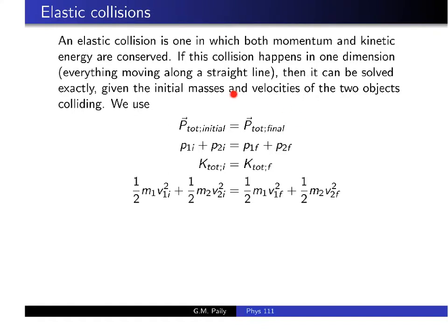We say that momentum is conserved, so P total initial is equal to P total final, which we can write as P1 initial plus P2 initial is equal to P1 final plus P2 final. And we say that the total kinetic energy is conserved, so K total initial is equal to K total final. Using 1/2 mv squared for each of the kinetic energies, we have kinetic energy of 1 initial plus kinetic energy of 2 initial is equal to kinetic energy of 1 final plus kinetic energy of 2 final.